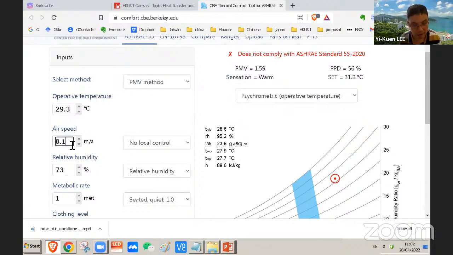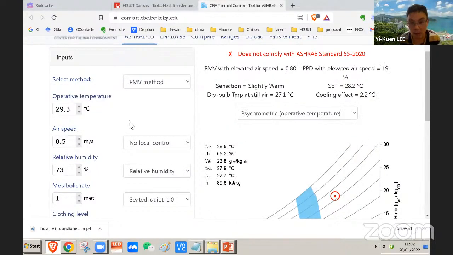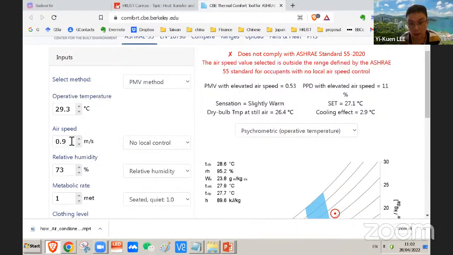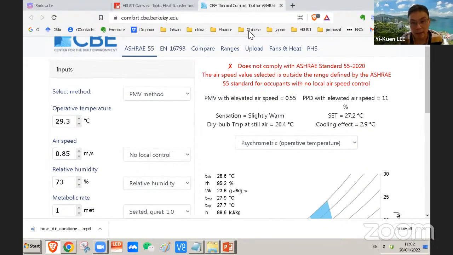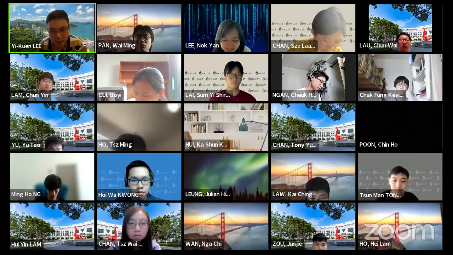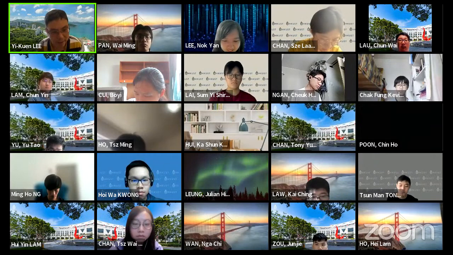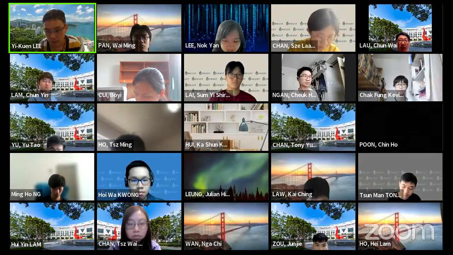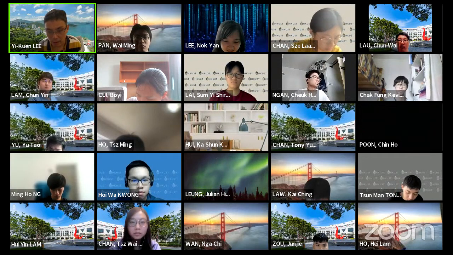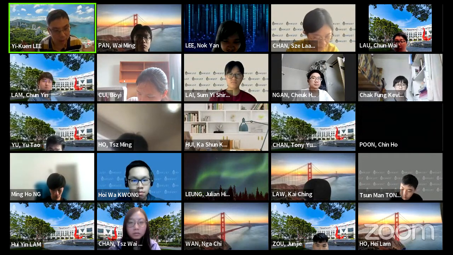You see, I try 0.5, slide 1, and then 0.9. If 0.9, they already tell you they cannot calculate. Why can they not calculate this kind of PMV? Any idea? And why?